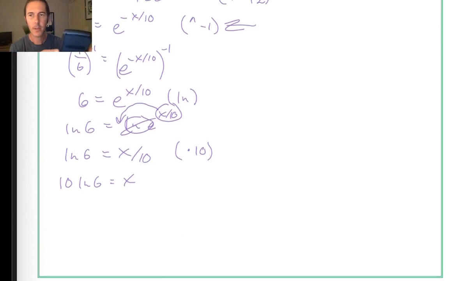In my scientific calculator, I'm going to do this from right to left. I'm going to hit 6, and then I'm going to hit the natural log button, which gives me automatically, I don't have to hit the equal sign, 1.791 blah blah blah. And then I'm going to do times 10 equals, and I get 17.91 blah blah blah.